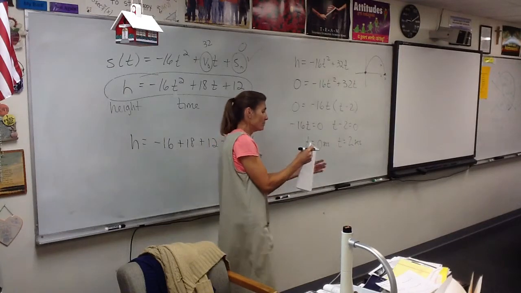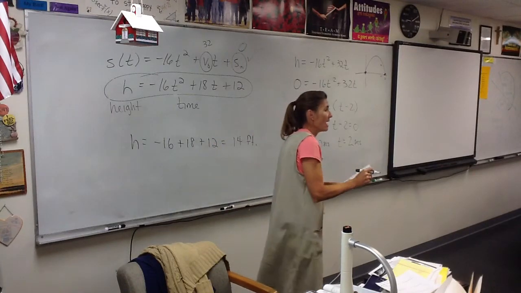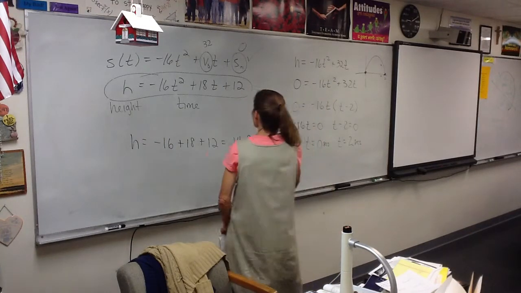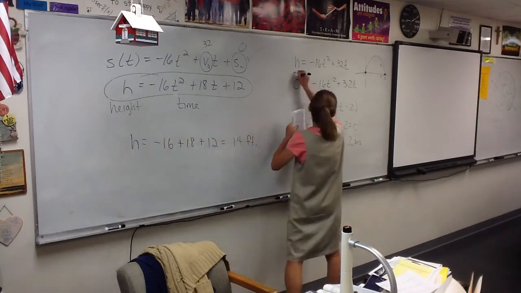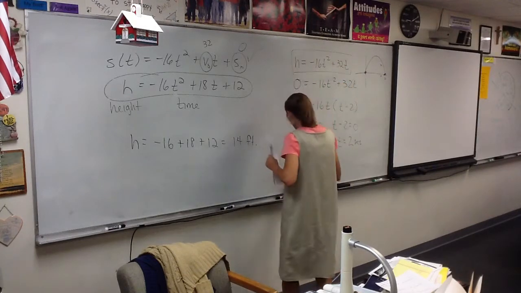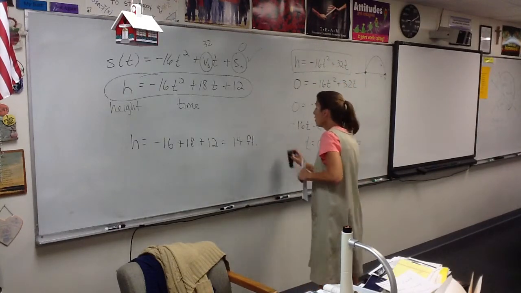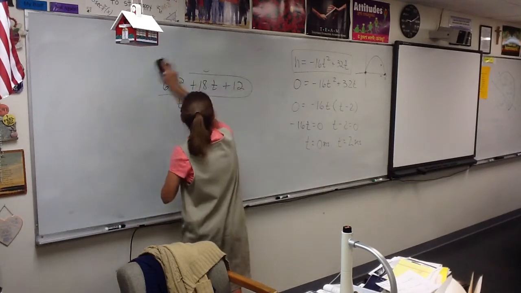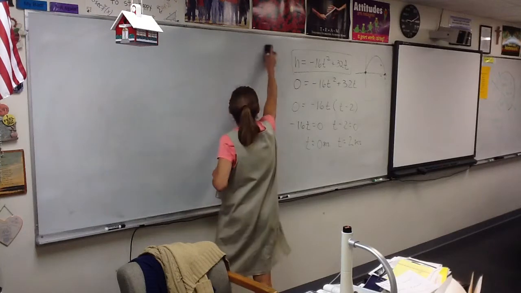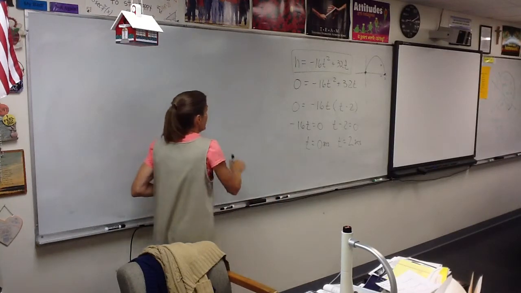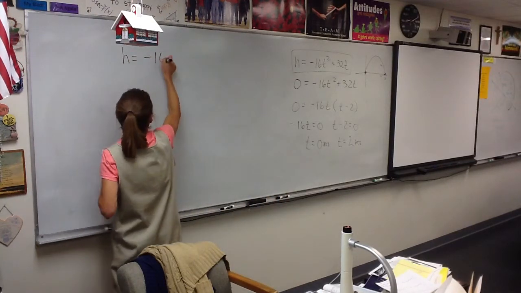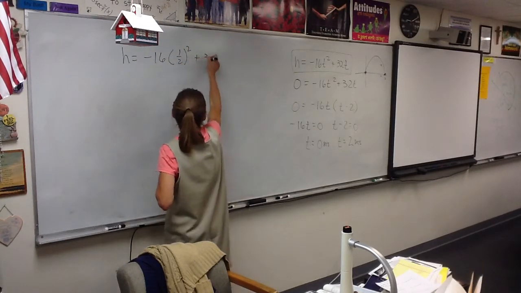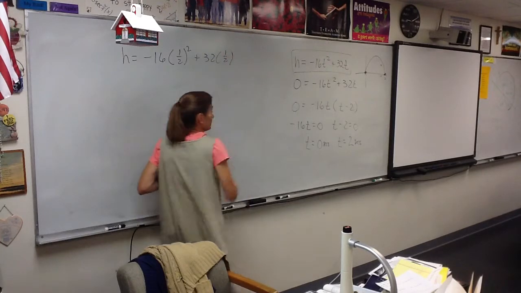How high will it be after 1/2 second? Here's your equation. This is the equation you're using, kids, for every one of these problems. How high will it be after 1/2 second? What are you going to do with the 1/2? Plug it in. Where? T. So H will equal negative 16 times 1/2 squared plus 32 times 1/2.